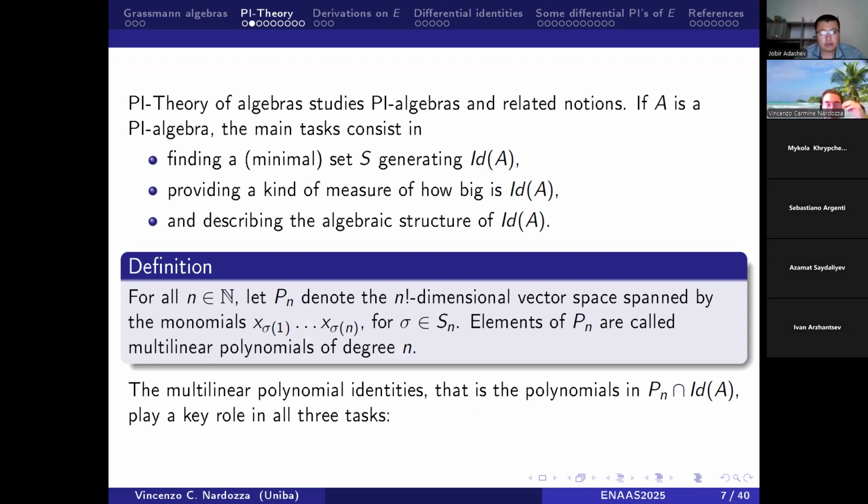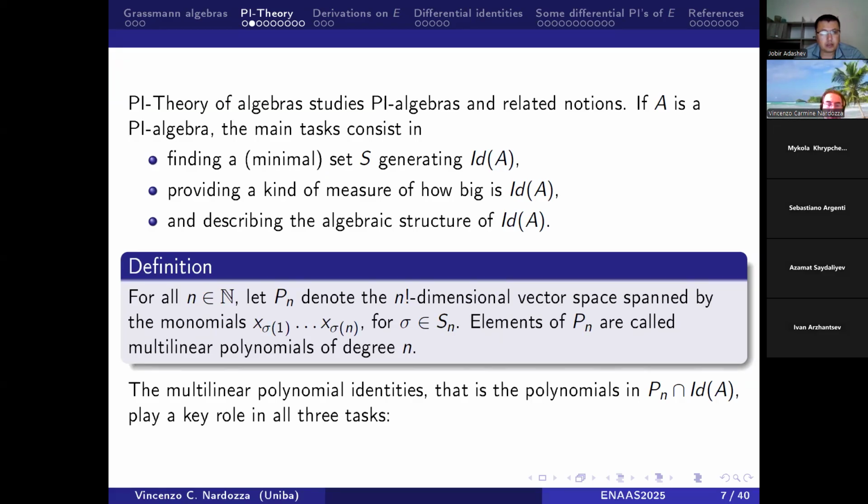As a task for study, if A is a PI-algebra, the main tasks consist in finding a possibly minimal set S of polynomials generating all the ideal of identities of A, and in providing a kind of measure of how big this ideal is. If possible, one tries to describe the algebraic structure of this ideal. In all these three tasks, the so-called multilinear polynomials are central.